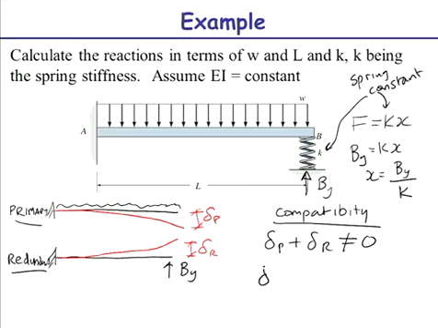So when I now look at my compatibility equation, what are my two deflections equal to? Well, they're equal to By on K. Now, is it that simple? Kind of, but you have to be aware of your signs. This is the bit that stumps people.